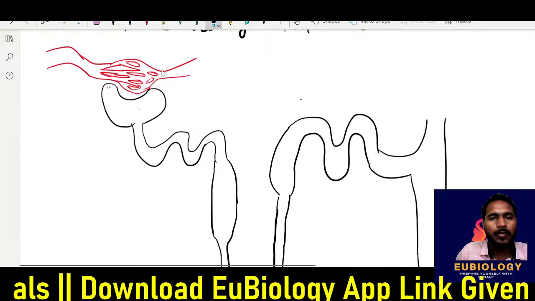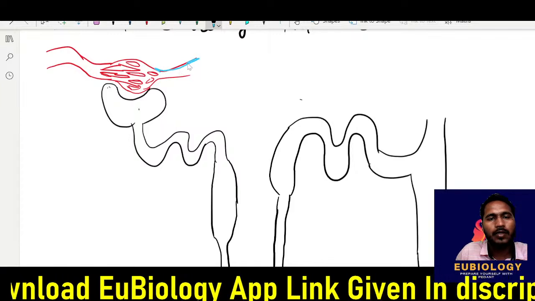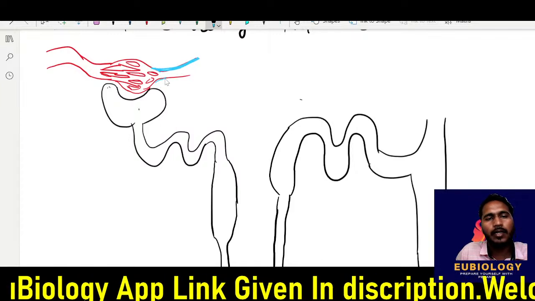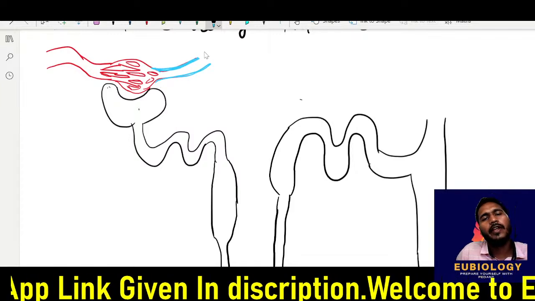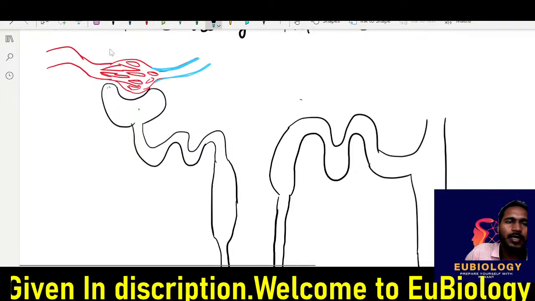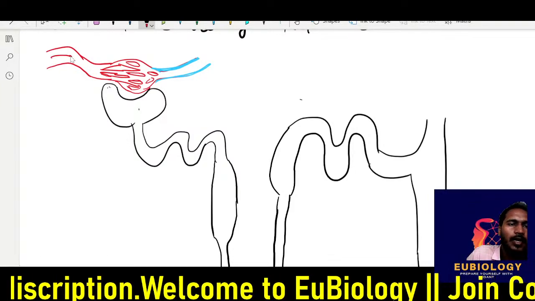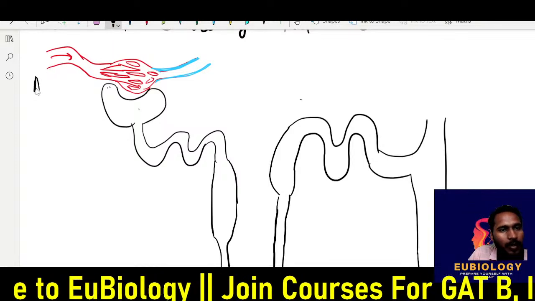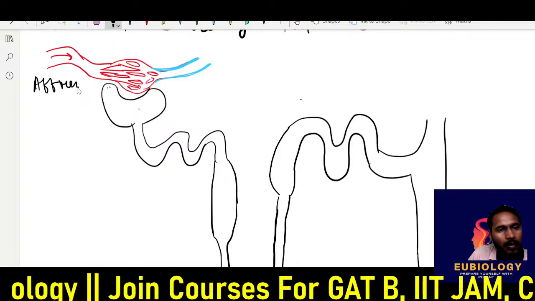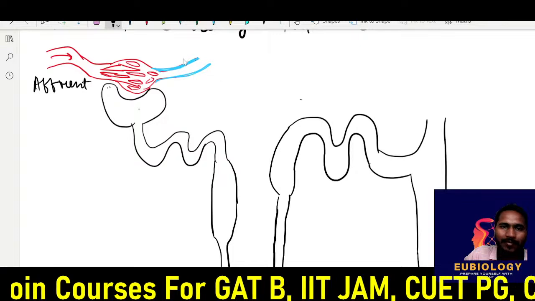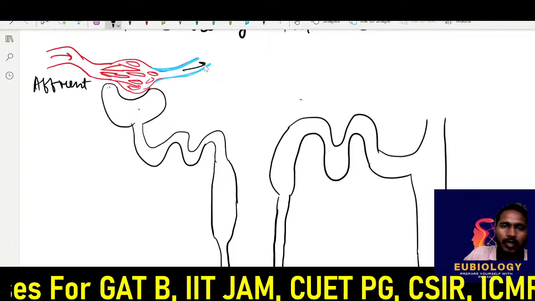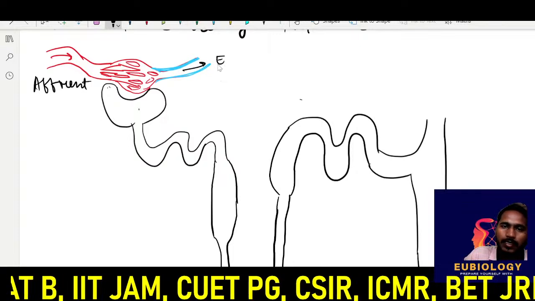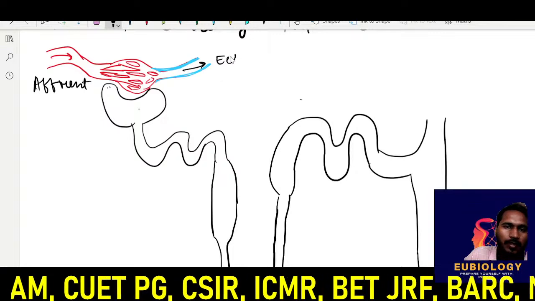And I will make it blue, so you will understand. Tubule. This is the same tubule, but it is different. Okay. So blood will come from this side, the left side, and where the blood is coming from, that is called afferent. And where blood is going out, that is called exit. And exit starts with E, and exit will tell you the efferent.